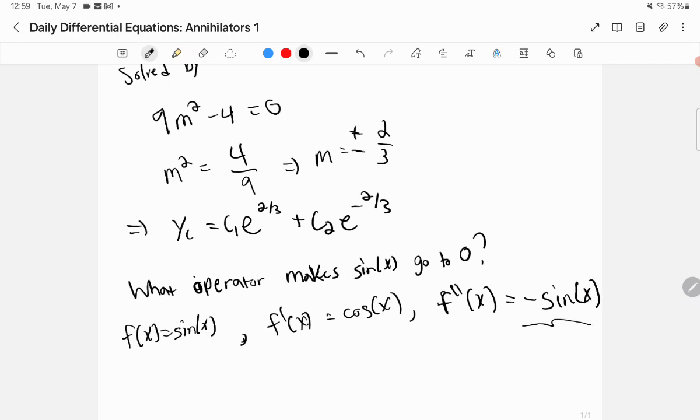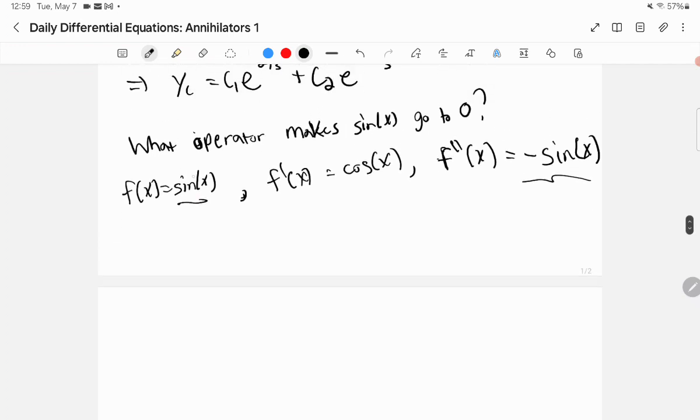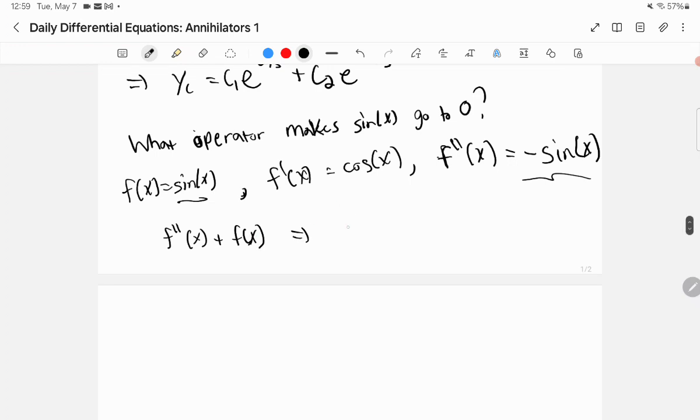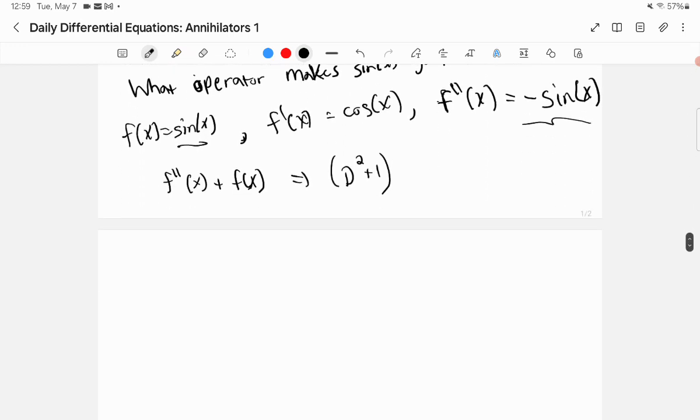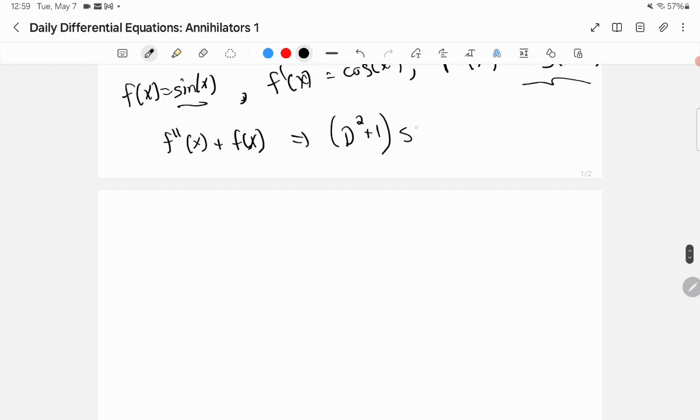Now notice I have a sine of x and a negative sine of x, and there's an easy way to make that go to 0. It's by using f double prime of x plus f of x, which in operator form just says D squared plus 1. Okay, so D squared plus 1 will make sine of x go to 0, because if I do D squared plus 1 on sine of x, that is equal to 0, which is what we were trying to do with the annihilator approach.